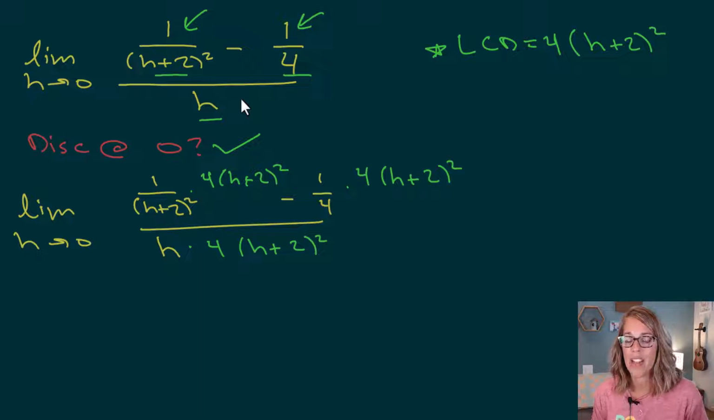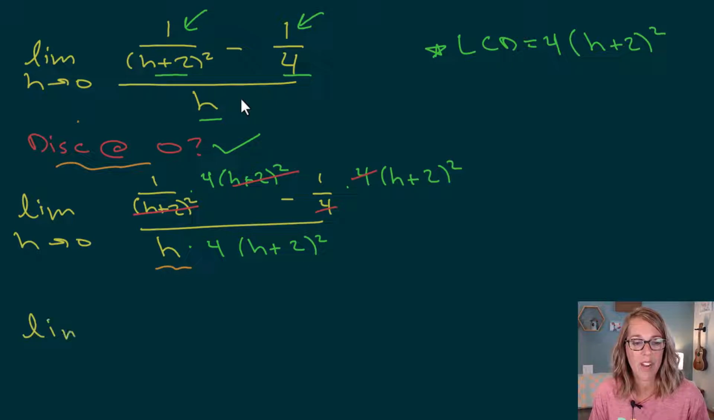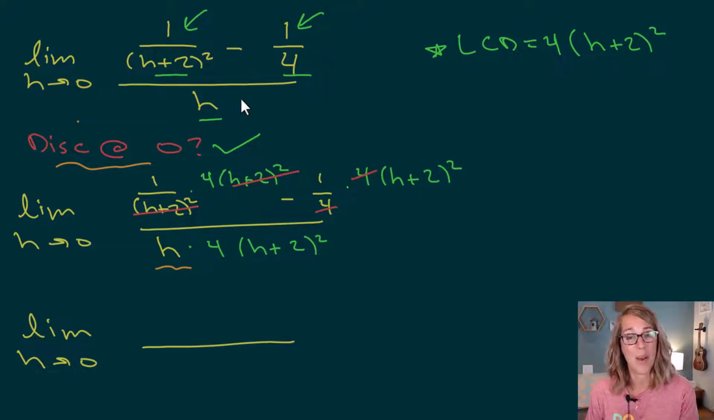Now we're going to keep our eye on that prize, and that is eliminating this discontinuity at 0. So I'm really aiming to cancel that h there. Let's go ahead and simplify what we can. I can cancel the h plus 2 squared here. I can cancel the 4 in this second fraction, and that is going to leave me with this version of my function. So I have the limit as h approaches 0. I'm not going to multiply anything out in the denominator because I really want to cancel in my denominator. So I have the h times the 4 times the h plus 2 quantity squared.